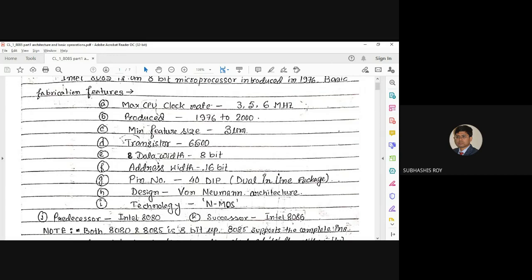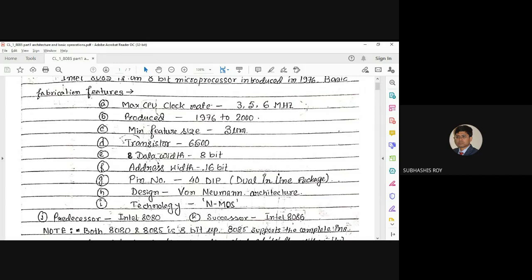So how many NMOS transistors are there in a single 8085 IC? The answer is 6500. And what is the channel length of each NMOS transistor? The answer is 3 micrometer. So NMOS transistors are used to manufacture the 8085 IC, the count of NMOS is 6500, and the minimum feature size, that is the size between the source and drain, also known as channel length, is 3 micrometer.